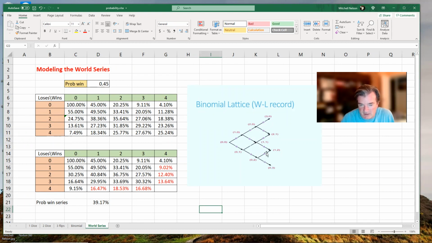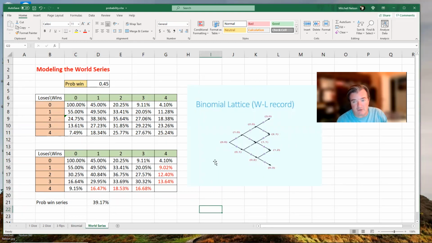And then this keeps repeating. So this graph where the points re-merge back together is called a lattice. And if at each point it has 2 possible outcomes, like win or lose, like in the World Series, that's a binomial lattice.